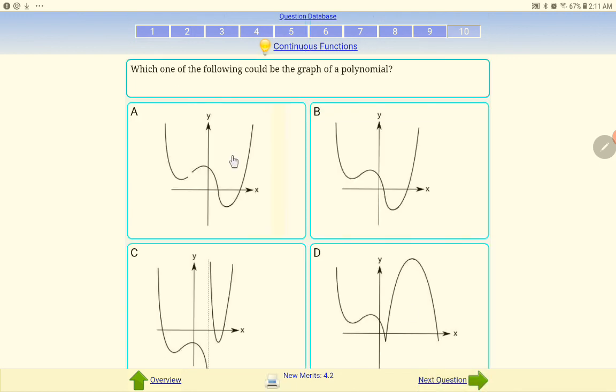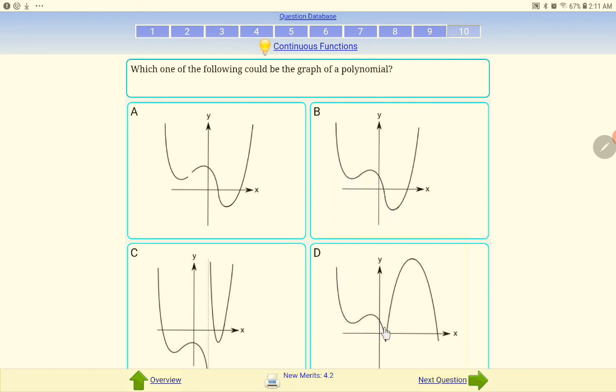Which one of the following could be a graph of a polynomial? So again, I have a break here. I cannot draw this line without picking up my pencil, so that is not continuous. This one I have an asymptote. I can't draw my line without picking up my pencil, so that one is not continuous. B is continuous and smooth, so that looks like a good prospect.